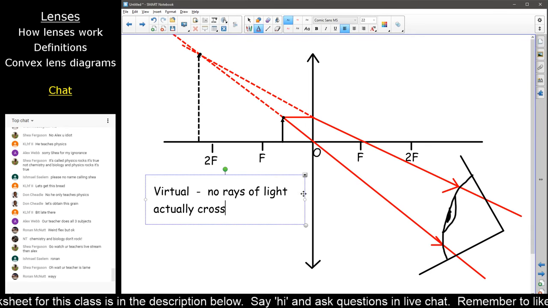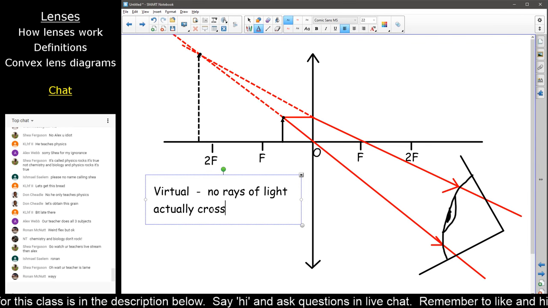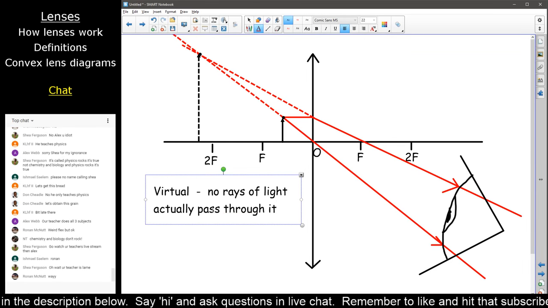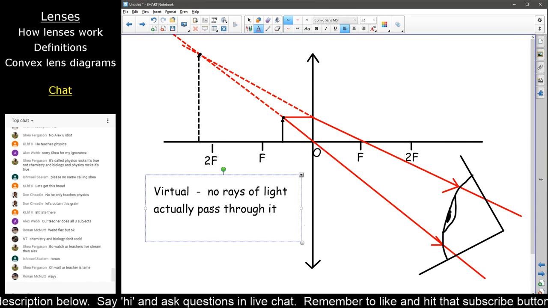Okay, no rays of light actually, well, rather than cross, pass through it. That would be a better way to put it, and that's the way the CE examiners put it. All right, so virtual: no rays of light actually pass through it.